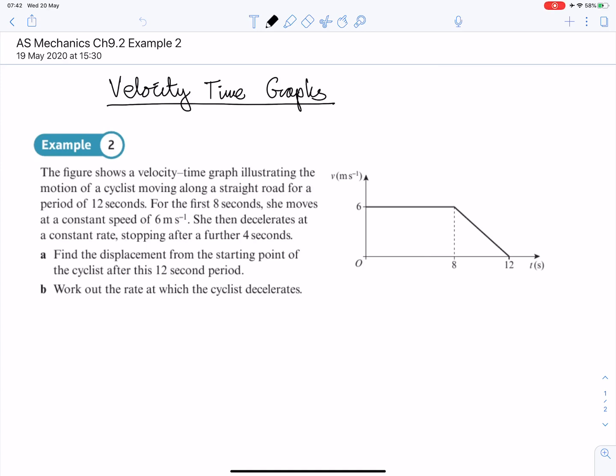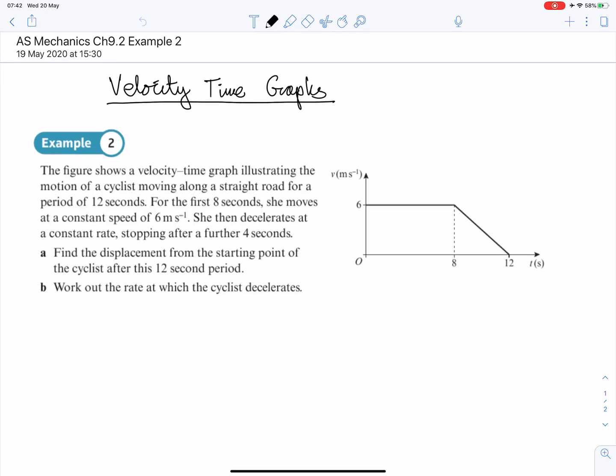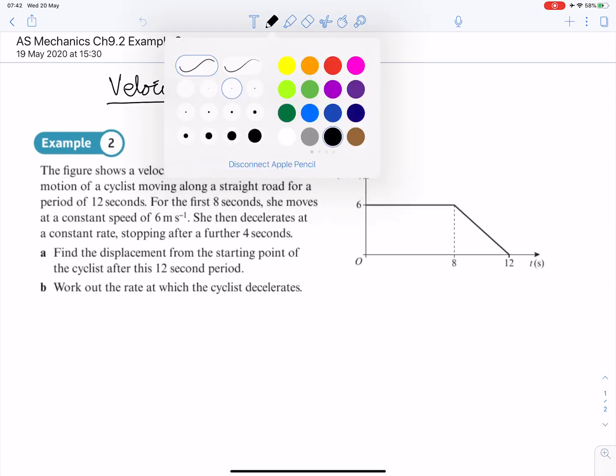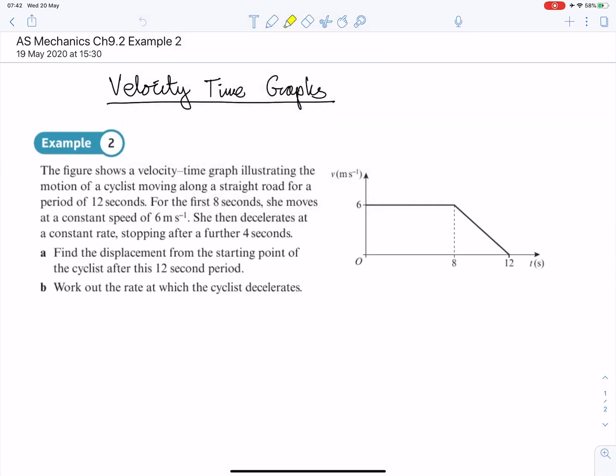So here we go with example 2, and we've now switched to a velocity time graph context. As usual, let's go through, read the question and pick out the key things. The figure shows a velocity time graph illustrating the motion of a cyclist again, moving along a straight road again for a period of 12 seconds.